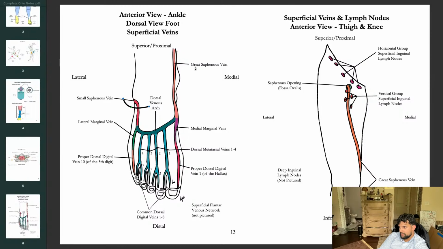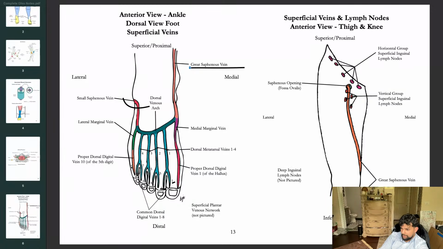So great saphenous vein, anterior to the medial malleolus, ascends upwards. The great saphenous vein stays medial, goes up, drains into the saphenous opening, into the femoral vein. So this drains dorsally, and then the lateral marginal vein combines with the small saphenous vein. This is called the lateral marginal vein.